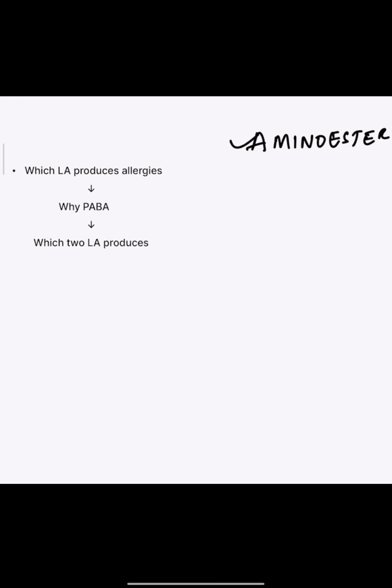Okay, now the question is: which amino esters will produce allergic reaction and why? There are two amino esters which are metabolized to a compound called PABA. PABA is nothing but para-aminobenzoic acid. So those amino esters which are metabolized to PABA will cause allergic reaction.